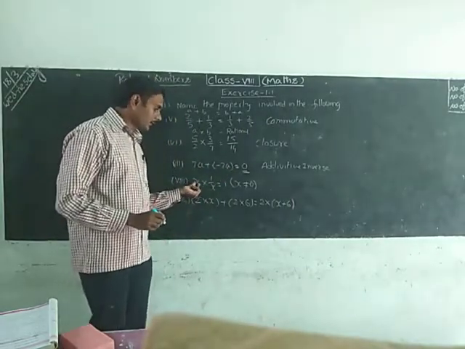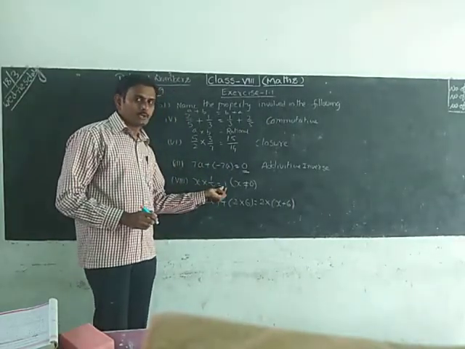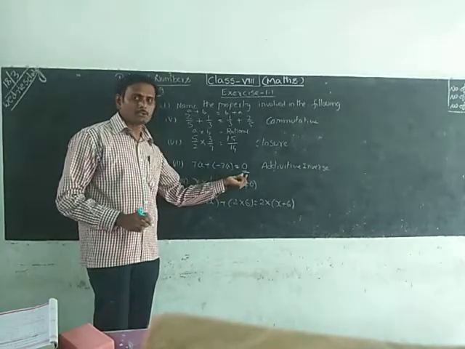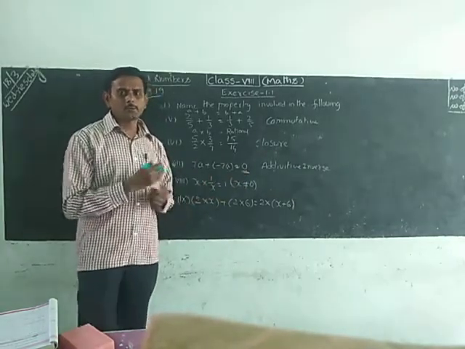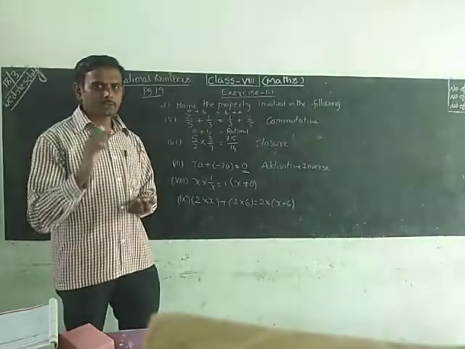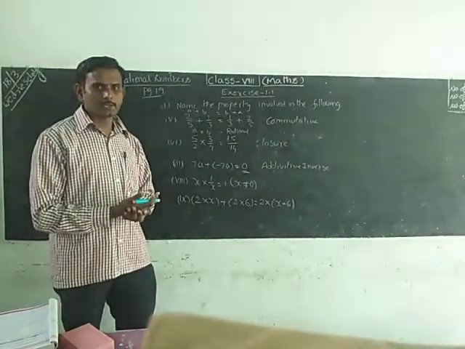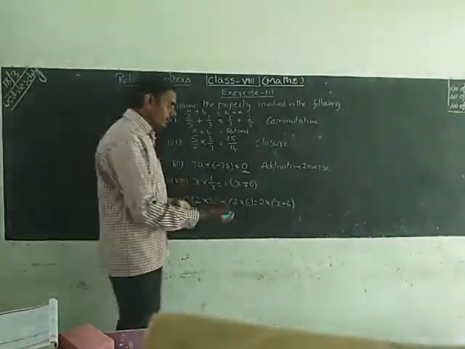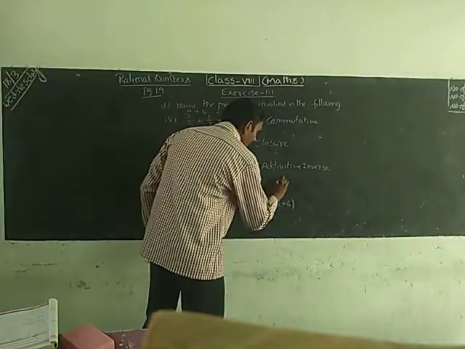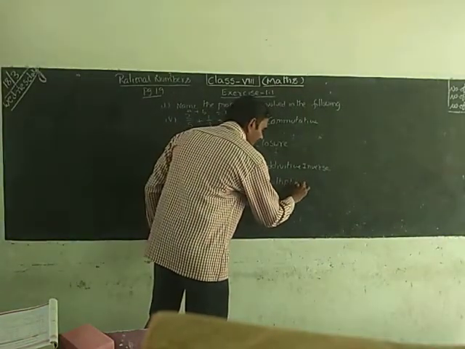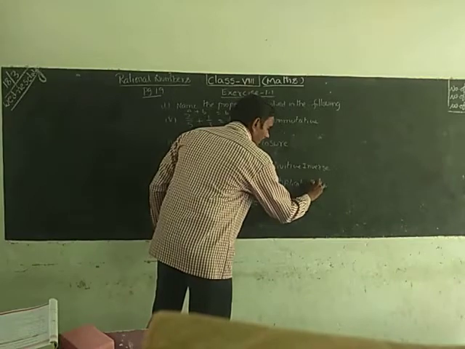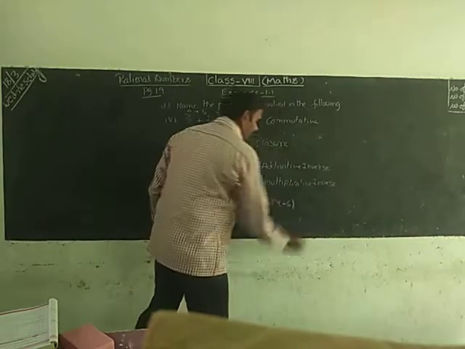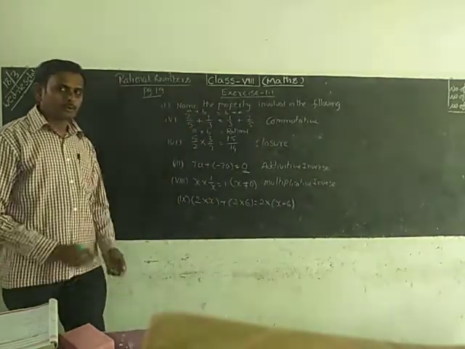Next, the product of two rational numbers is 1. If the addition is 0, it is the additive inverse. If the product of two rational numbers is 1, that is called the multiplicative inverse.